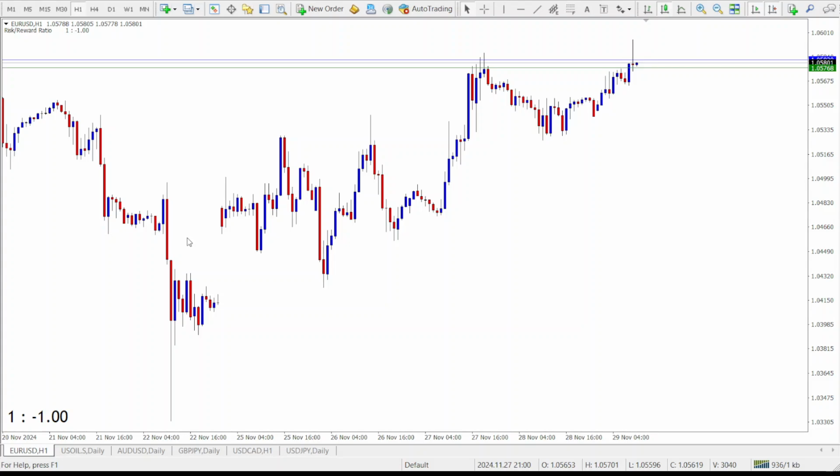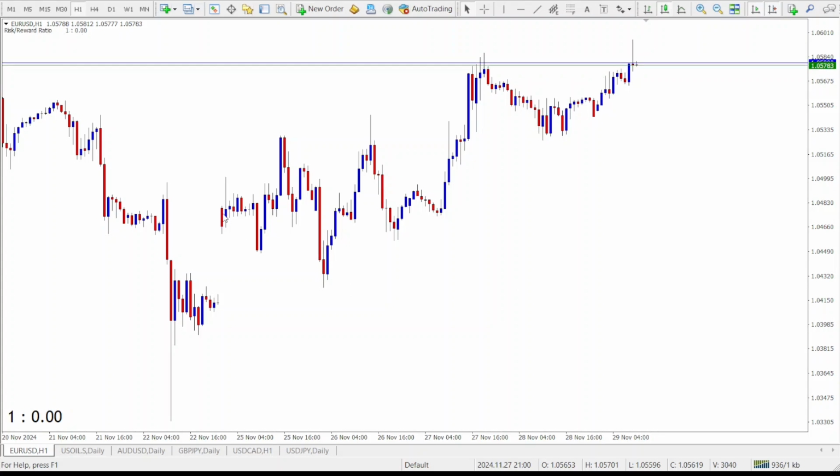I'm checking the settings. Okay, I think the feature is there. All right, let us try it out. If we want to set the stop loss at 1.06010 and take profit at, let's say, 1.05165, let us see if it's going to give us the calculation.